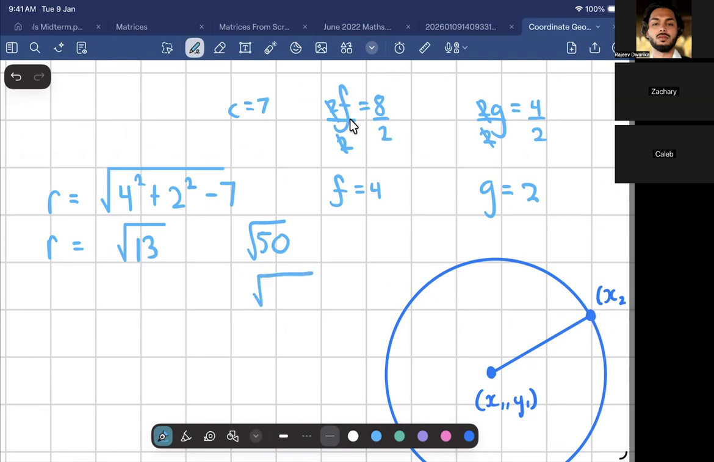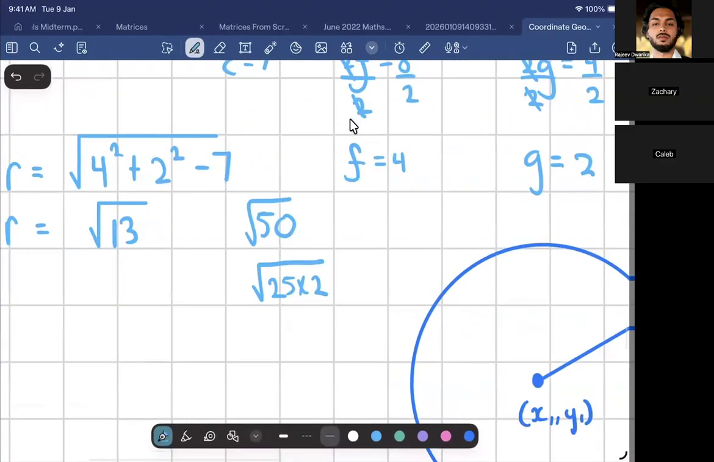50 is the same thing as what? 25 by 2. All right. Now, anytime you have the square root of two multiples, you could split it up like this. So the square root of 25 by 2 is actually the square root of 25 multiplied by the square root of 2. What is the square root of 25? 5. Yeah. And you can't reduce root 2, so you leave it as 5 root 2.